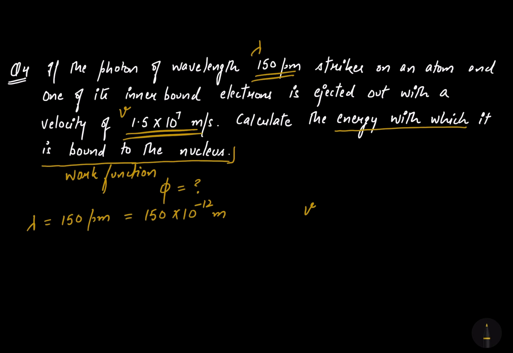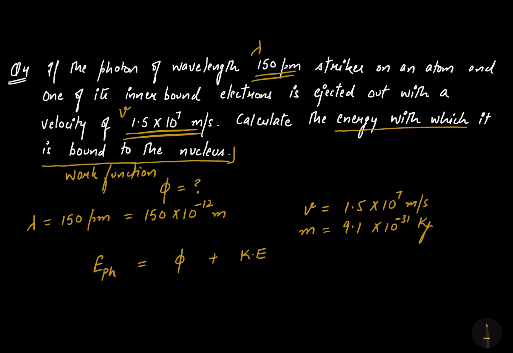The velocity is given to be 1.5 into 10 raised to the power 7 meters per second. What's the mass of an electron? It's 9.1 into 10 raised to the power minus 31 kilograms. And we have to evaluate the work function. So let me again write the formula. The energy of photon will be equal to phi plus kinetic energy.